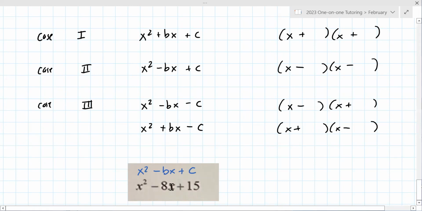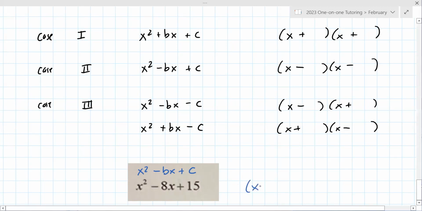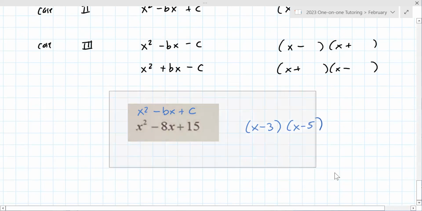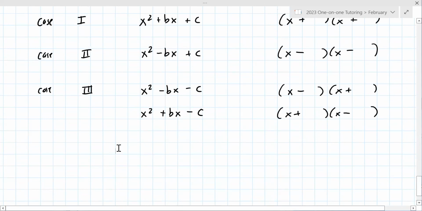Two numbers that multiply to 15 but add to -8. They're both going to be negative in this example. -3, -5. Yes, so x minus 3, x minus 5. Is that clear? Is that okay? All right, I'm just going to move this down so we can see the next one here.